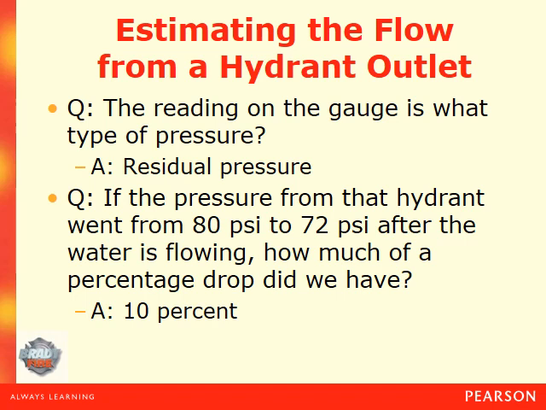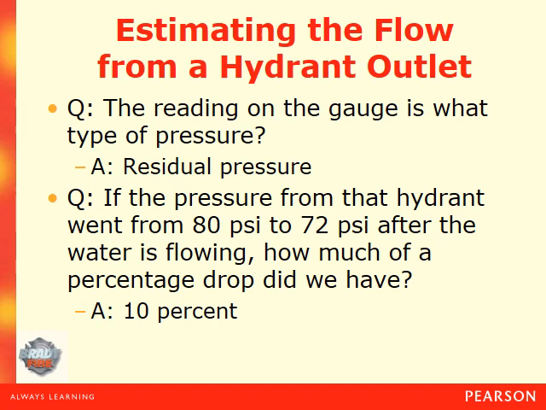And using that formula, we can figure out how many more gallons per minute we can get out of the hydrant. If the pressure from the hydrant went from 80 psi to 72 psi after the water is flowing, how much of a percentage drop did we have? And that answer is 10%. So that is basically a round number.